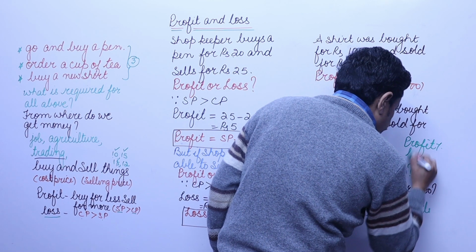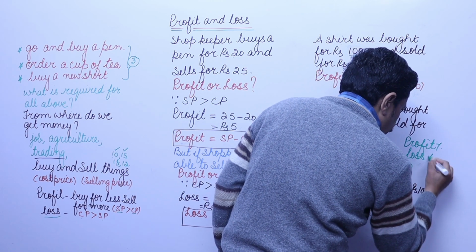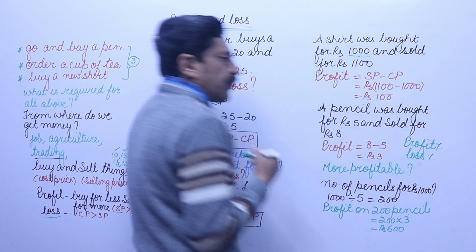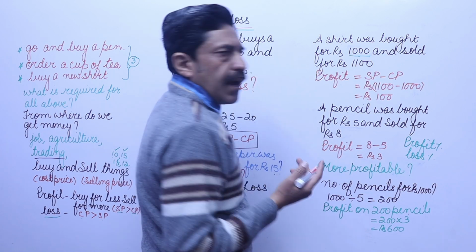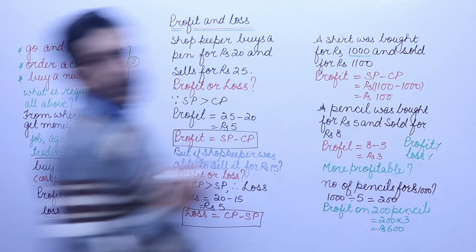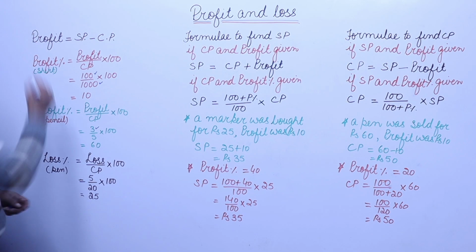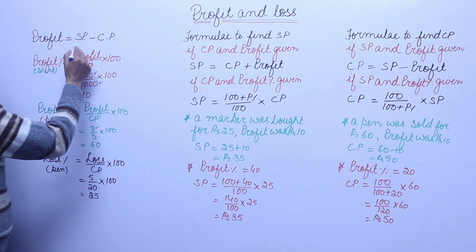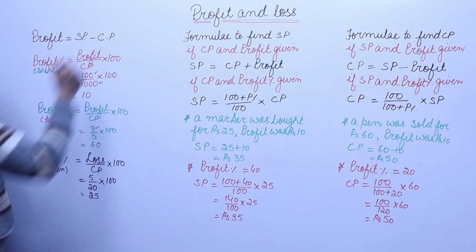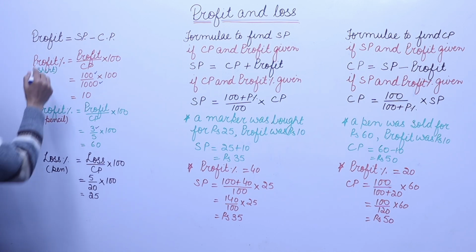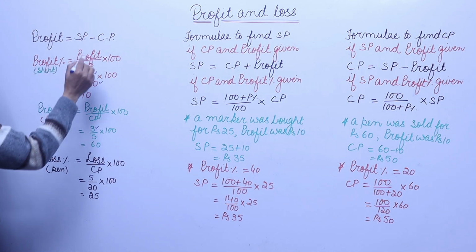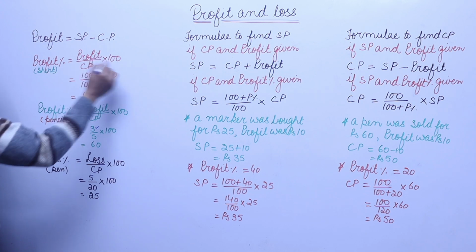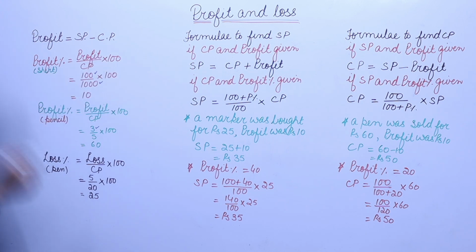and loss percent. Now, what is the formula for profit percent and loss percent? We know profit is equal to SP minus CP. What about profit percent? Profit percent is equal to profit over cost price into 100. And loss percent? Loss over cost price into 100.